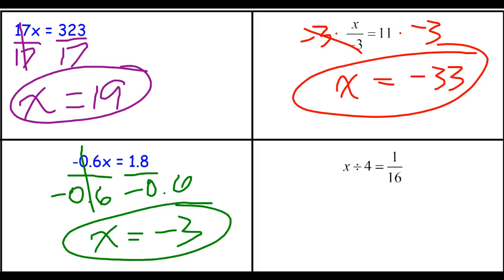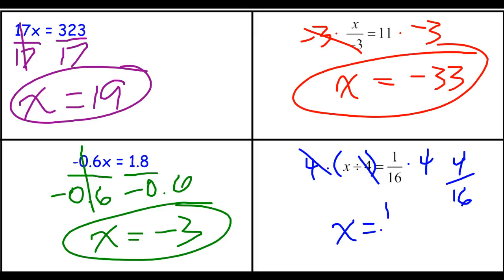And then finally, in the lower right-hand corner, this is a division. So we're going to do a multiplication. Multiply by 4. And we end up with x equals 4 over 16, which we're going to need to simplify down to 1/4. So that's the idea of multiplying and dividing when you're solving an equation.